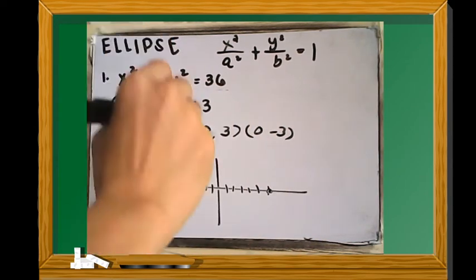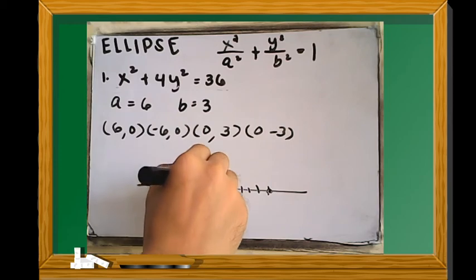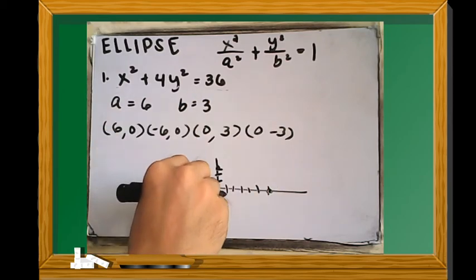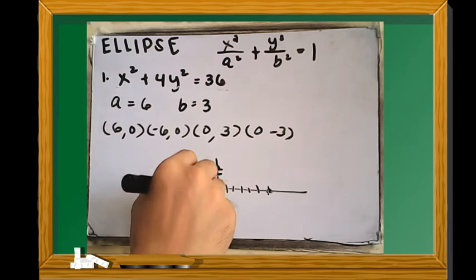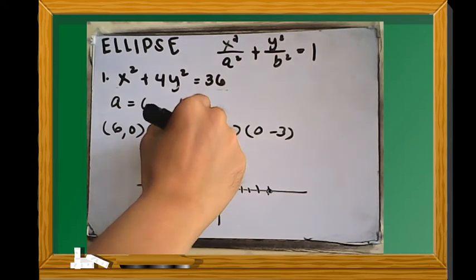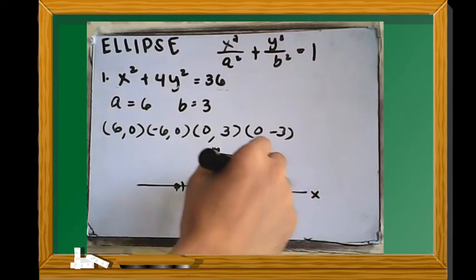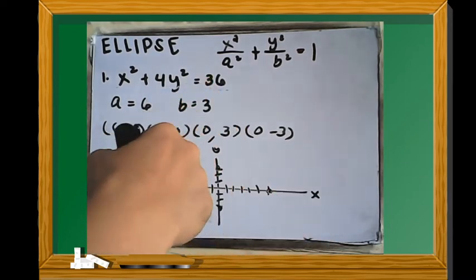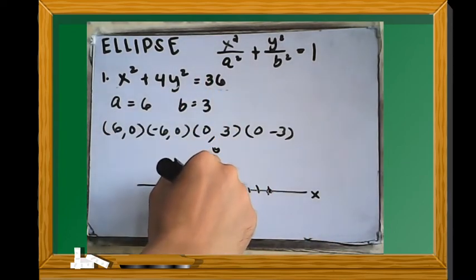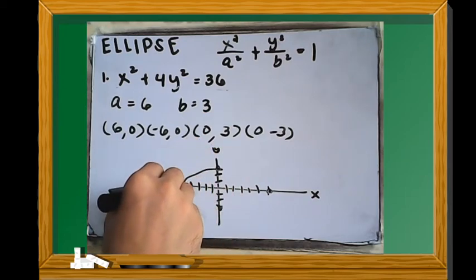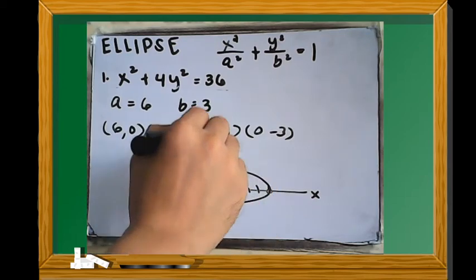And then sa y-axis, positive 3, 1, 2, 3. Ito yung endpoint. For negative 3, negative 1, negative 2, negative 3. So ito yung endpoint and another endpoint dito sa y-axis. So in a Cartesian plane, you should be familiarized with the x and y axis. So those are the endpoints, and if we connect these points, it will form an ellipse.